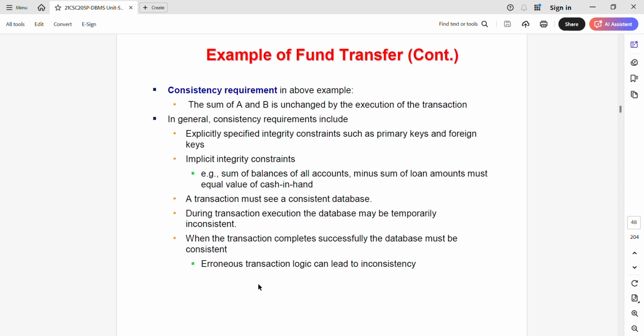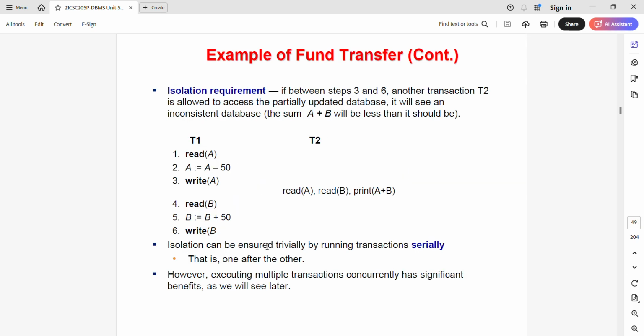Third one is consistency. The consistency requirement in the above example is that the sum of A plus B is unchanged by the execution of the transaction. Consistency requirements include explicitly specified integrity constraints such as primary keys and foreign keys, and implicit integrity constraints. For example, the sum of balances of all the accounts minus the sum of loan accounts must equal the value of cash in hand. This is called the consistency requirement. When the transaction completes successfully, the database must be consistent.